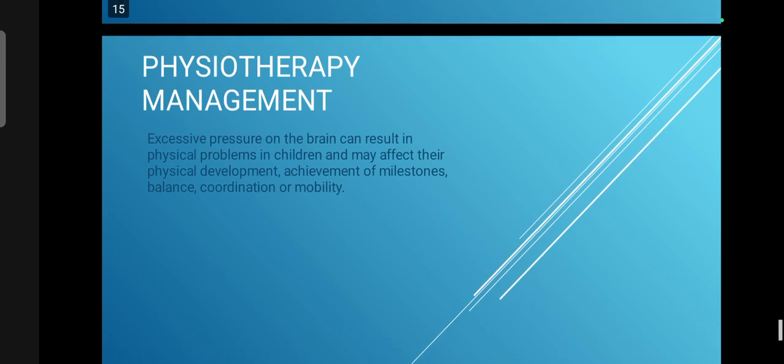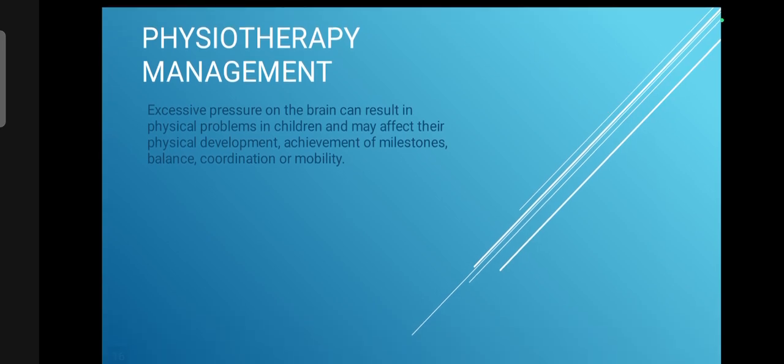Next, about the physiotherapy management of hydrocephalus. Excessive pressure on the brain can result in physical problems in children and may affect their physical development, achievement of milestones, balance, coordination, or mobility.